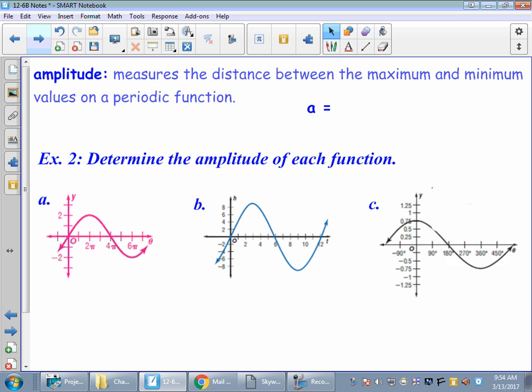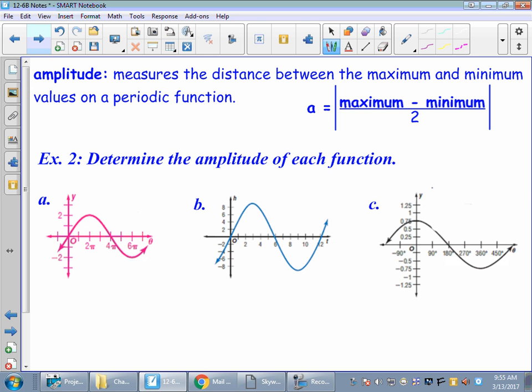Amplitude measures the distance between the maximum and minimum values on a periodic function. So the amplitude is actually this formula, but these graphs are pretty simple today. So everything's centered around the x-axis. When you're centered around the x-axis, you really don't have to use the formula a whole lot, because your midline is 0. So if you look at the first example here, part A maxes out at 2, and it minimums at -2, and so the amplitude would be 2.